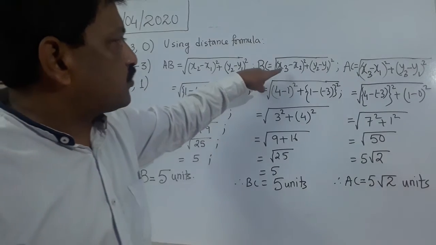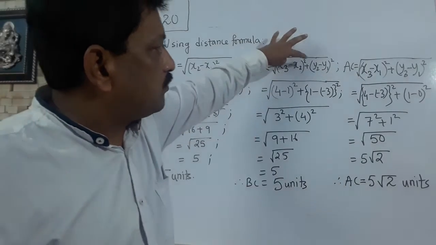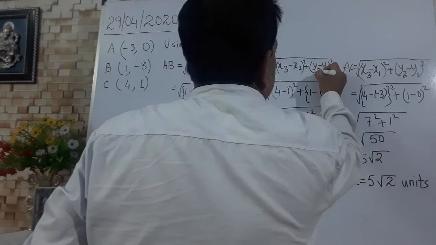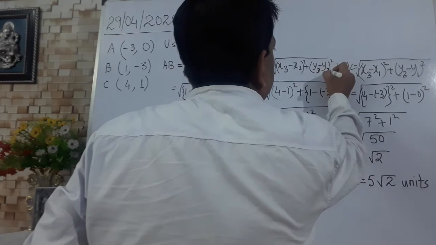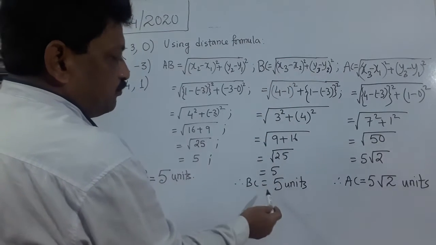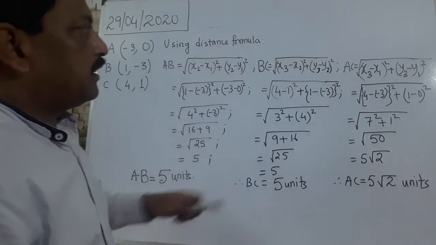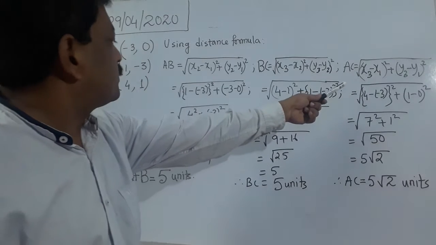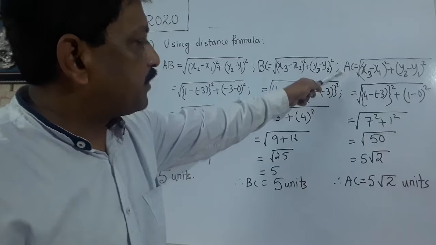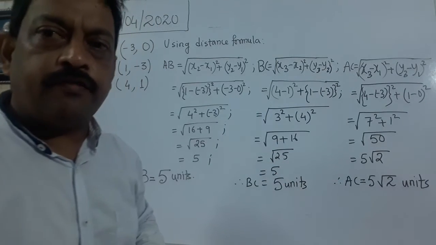BC equals root over (x3 minus x2) whole square plus (y3 minus y2) whole square. So after calculation, BC equals 5 units, and AC equals root over (x3 minus x1) whole square plus (y3 minus y1) whole square. After calculation, I have got AC as 5 root 2 units.